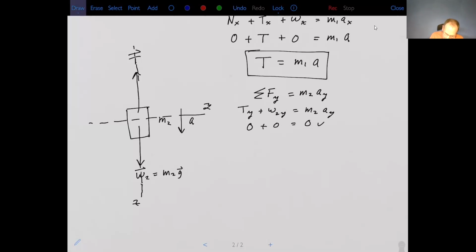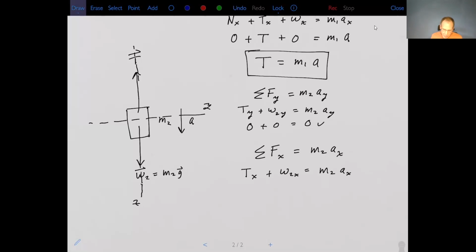So now let me turn towards the x direction. I have the sum of the forces in the x direction equals m2 ax. So now I want the x component of the tension plus the x component of the weight. That's got to equal m2 ax.